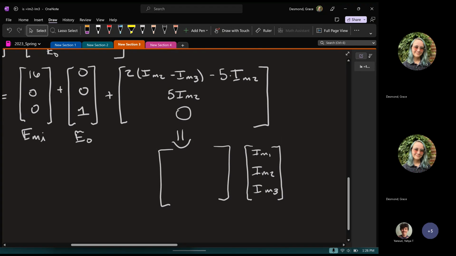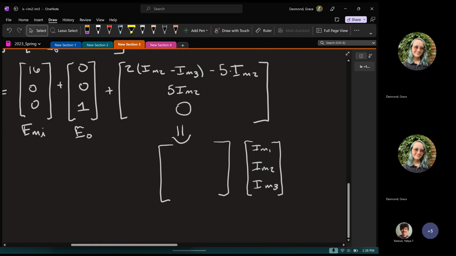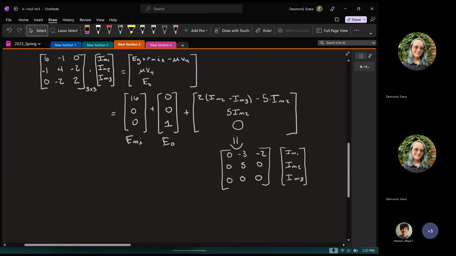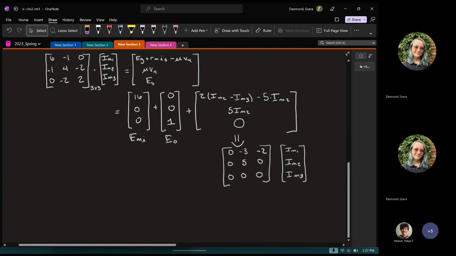It's fine. So how many I1s are in the first one? Yep. And then IM2s? Yeah, -3. And IM3s. -2. All right, next row. And 0, 0, 0. Easy peasy. So that's the bottom row.